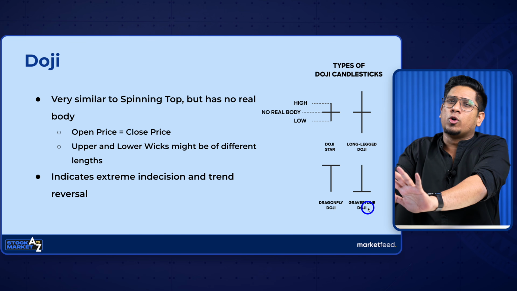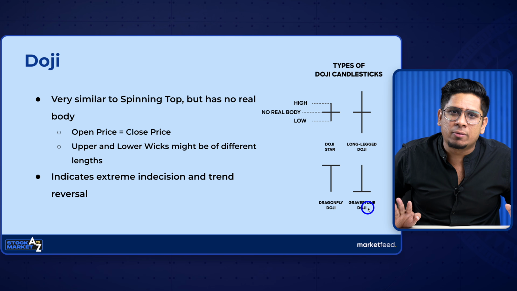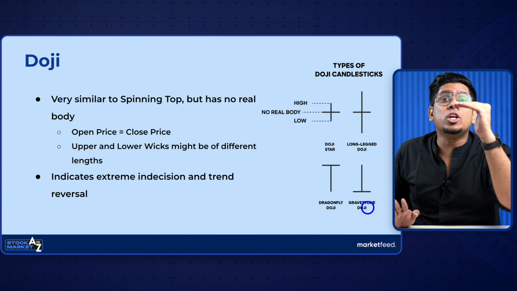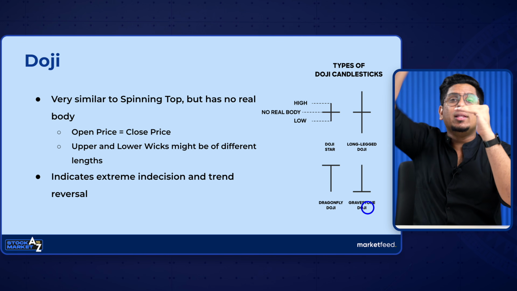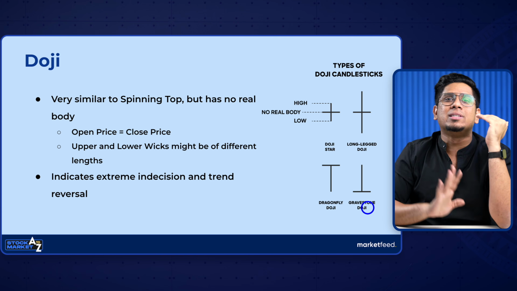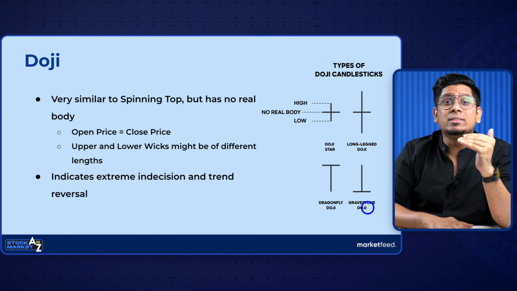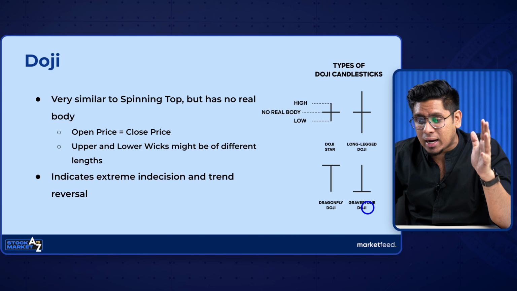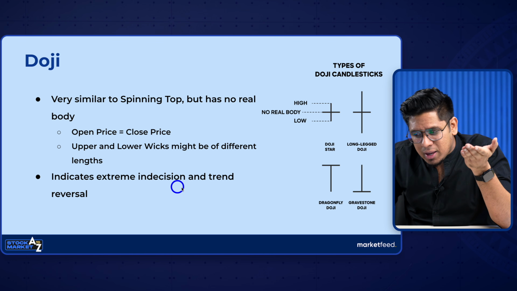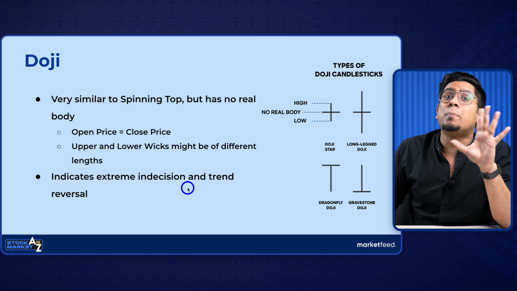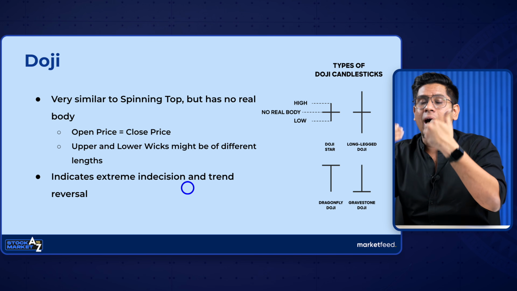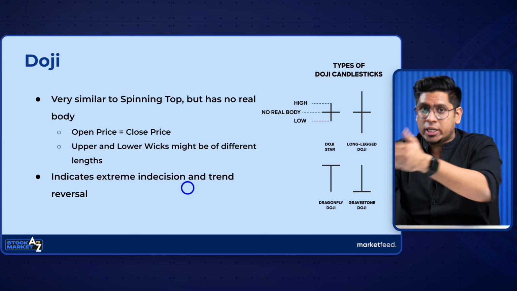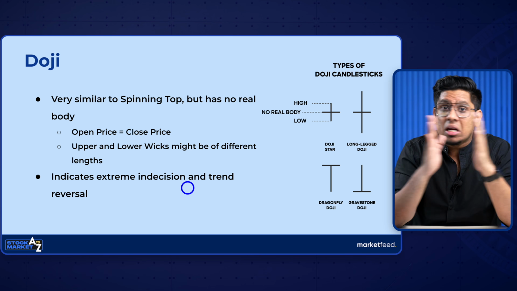Let's not focus a lot on this. What do we understand from a doji? There is no real body at all. Open and close are at the exact same price, but there are wicks on both sides or wicks on a single side. It again means that there is indecision in the market, right? It indicates extreme indecision and a trend reversal probably. Trend reversal is not a confirmation. It would depend on what other candlesticks are formed after a doji, but a doji indicates indecision.